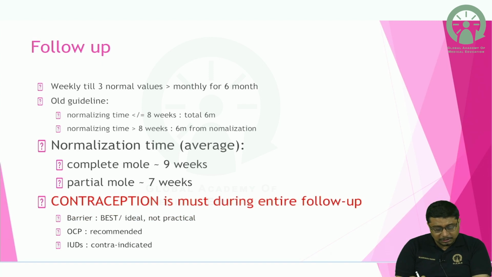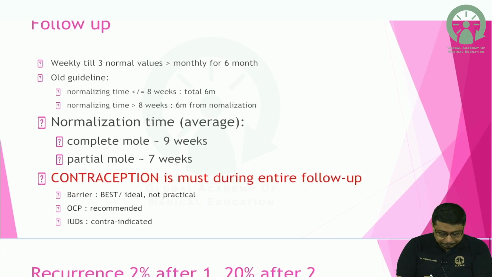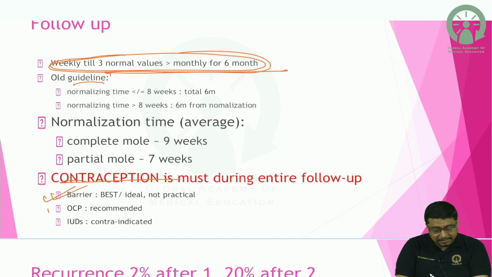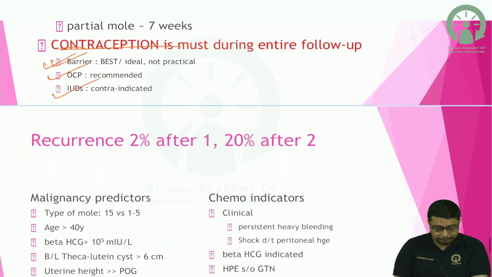And how long should this follow-up be? Follow-up should be weekly till 3 normal values and then monthly for 6 months. During this follow-up period, contraception is a must, barrier is best, but OCP can be used. IUD is contraindicated.